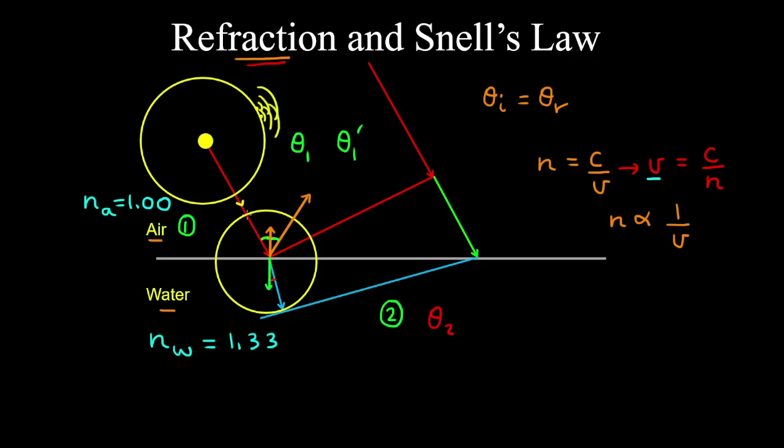For this incident beam, part of it gets reflected, so this will be our reflected wavefront, and part of it gets transmitted and bent or refracted. So this here will be our refracted wavefront. So by geometry, this angle theta 1 is equal to this angle theta 1 that the incident wavefront makes with the surface.